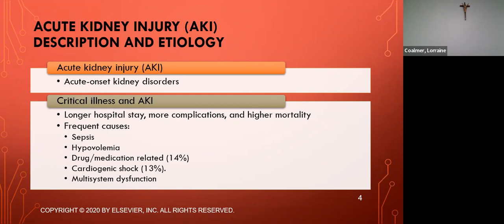There's nothing circulating to get to the kidneys. Or volume depleted, okay? For whatever cause of hypovolemia. Vomiting, diarrhea, not drinking, whatever. Drug or medication related. Anybody think of some really bad drugs for the kidneys? Say it again. It's not necessarily bad for the kidneys, but when you add dye, it can cause lactic acidosis. So we'll talk about that.